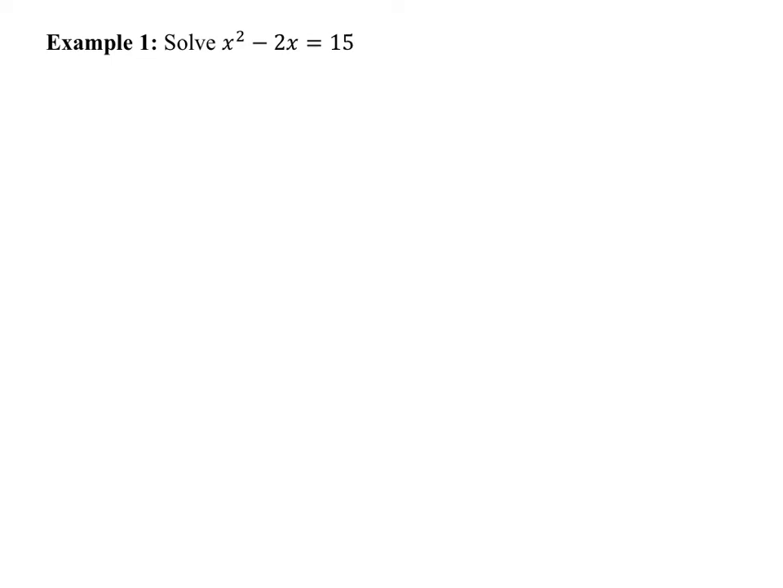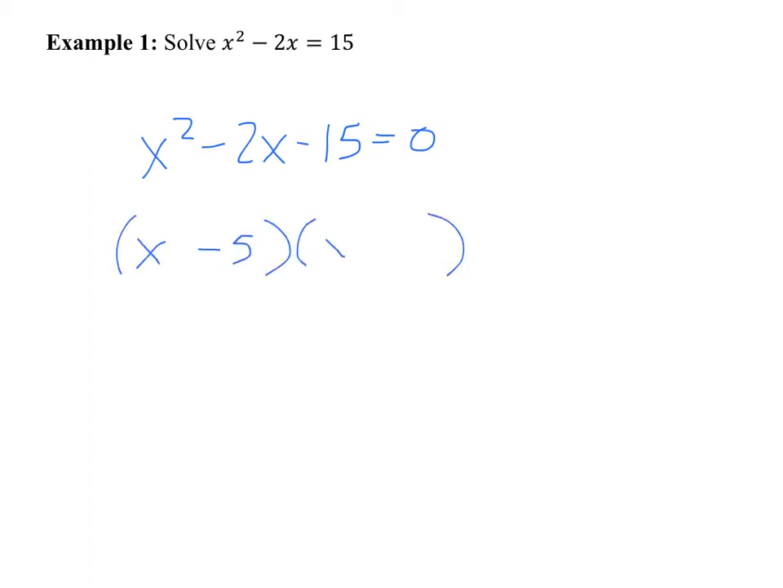All I need to do is move the 15 over here, and then come up with the factors. What numbers multiply to negative 15 and add up to negative 2? What multiplies to negative 15 and adds up to negative 2? Negative 5 and positive 3. So that's step 1 and step 2.